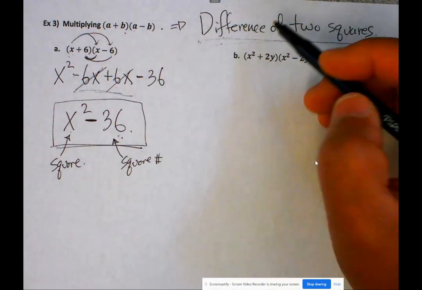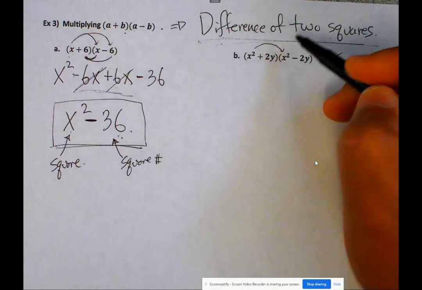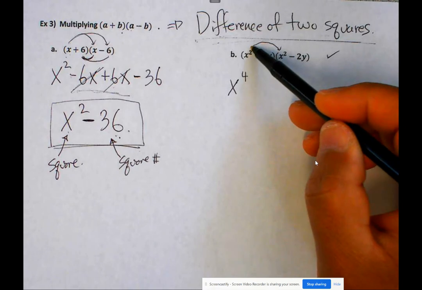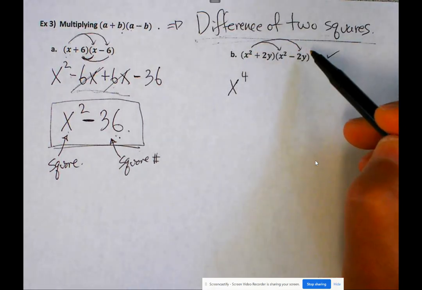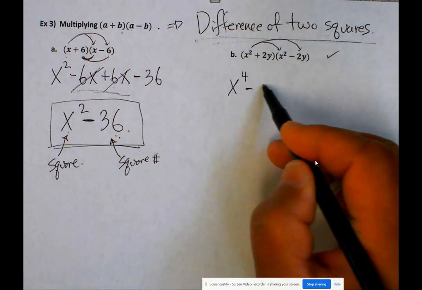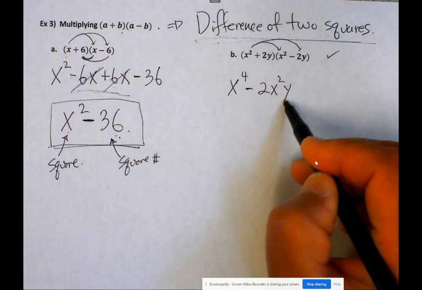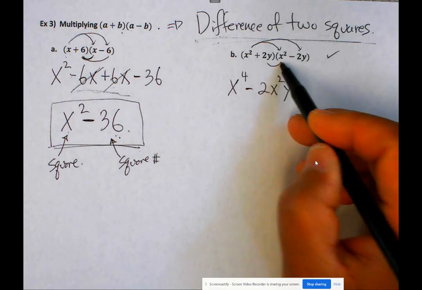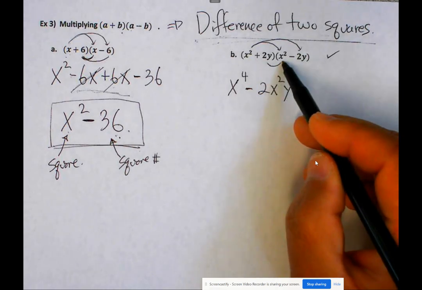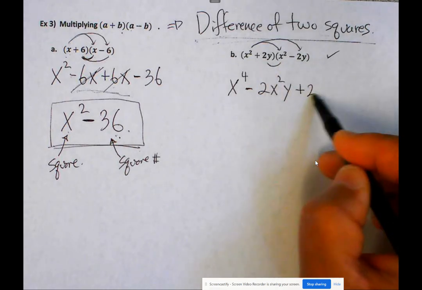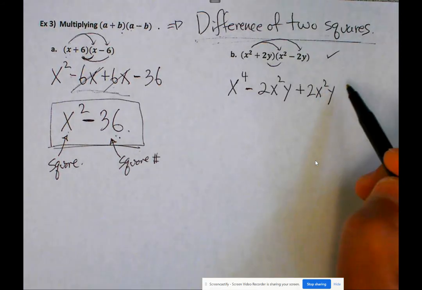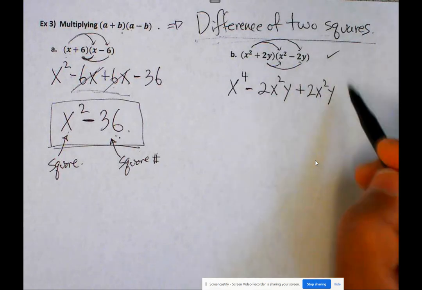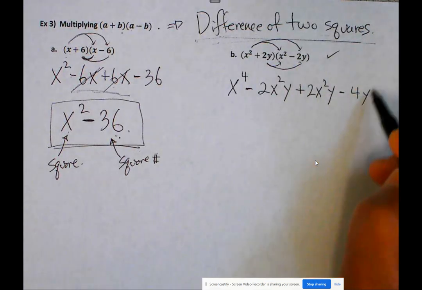Okay, here we go. So x squared times x squared will give you x to the 4th power. X squared times negative 2y will give you negative 2x squared y. Make sure you put them in alphabetical order. Alright, inner 2y and x squared will give you positive 2x squared y. And 2y times negative 2y will give you negative 4y squared.